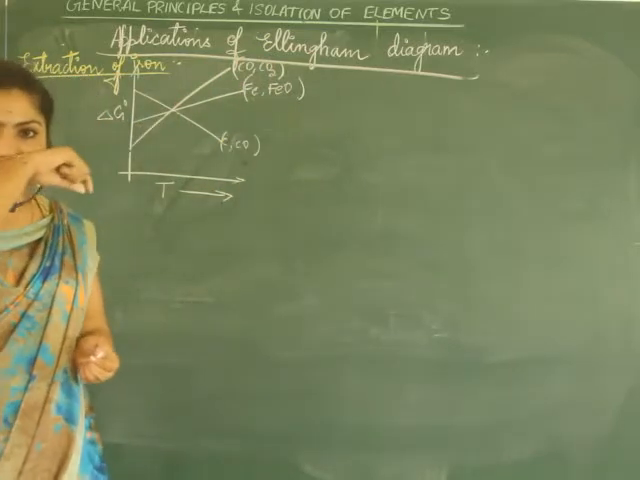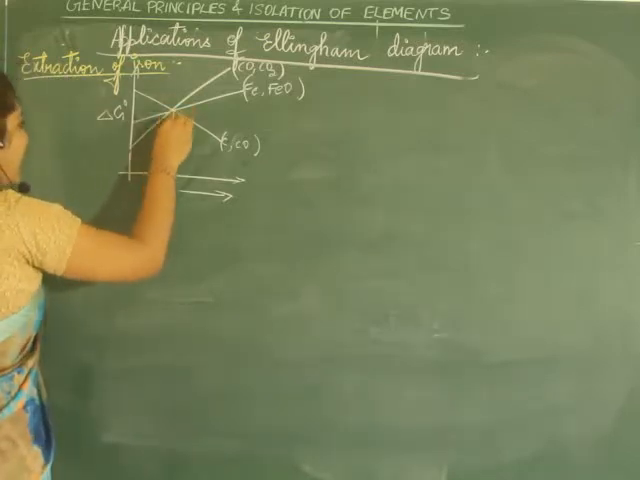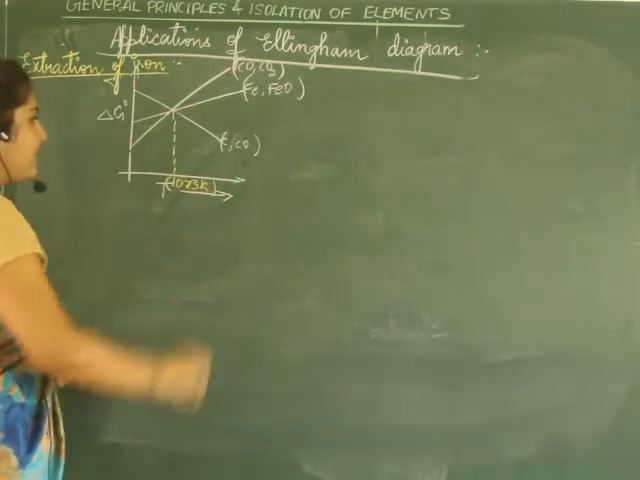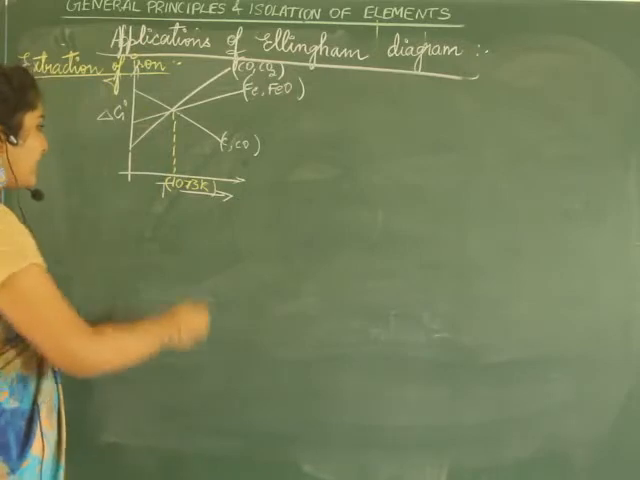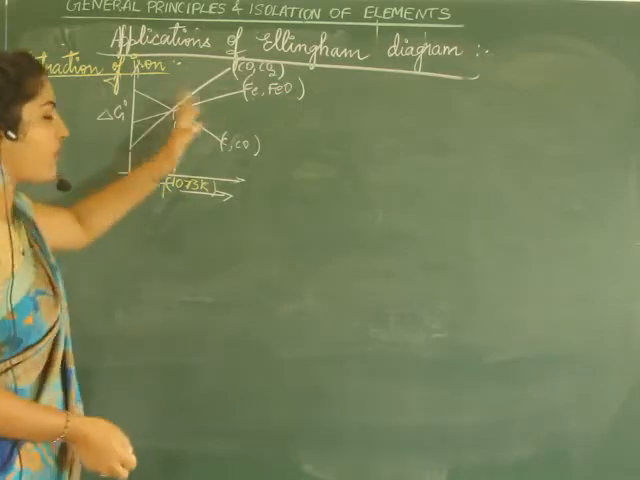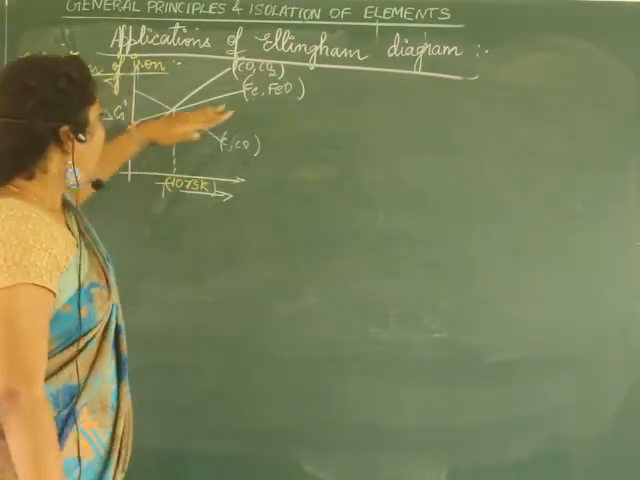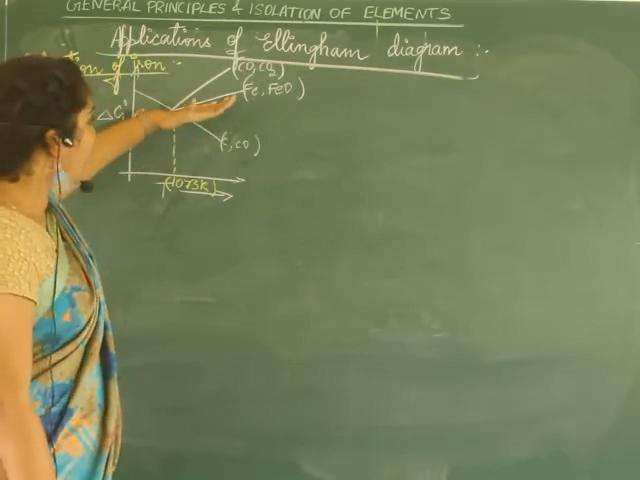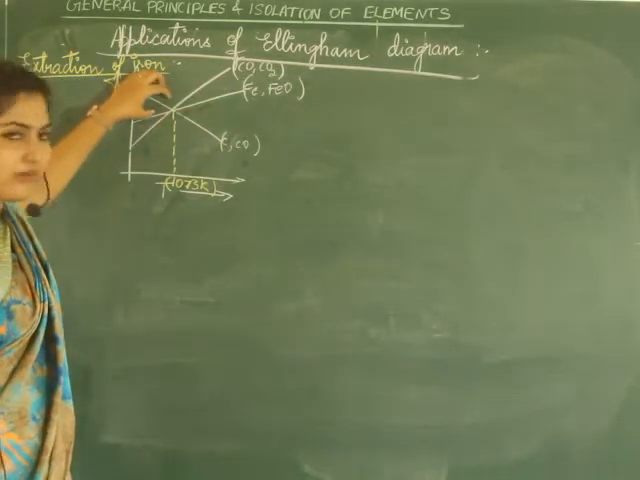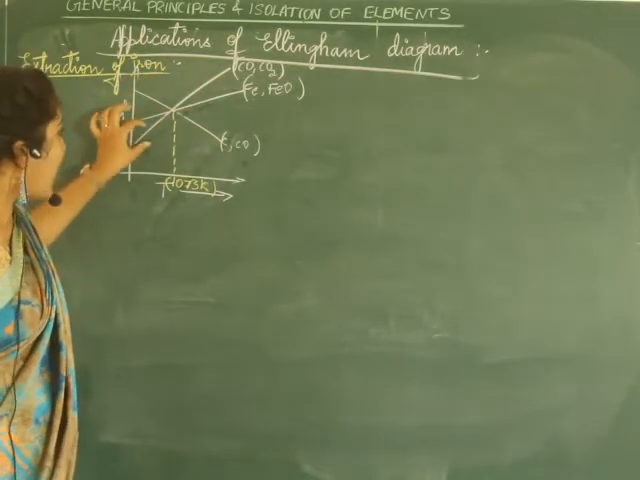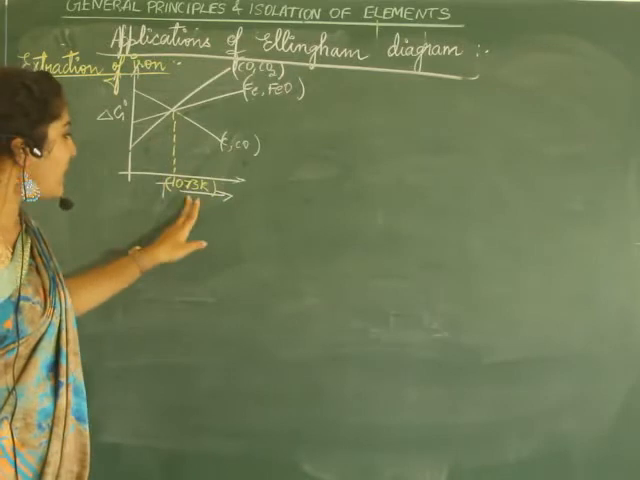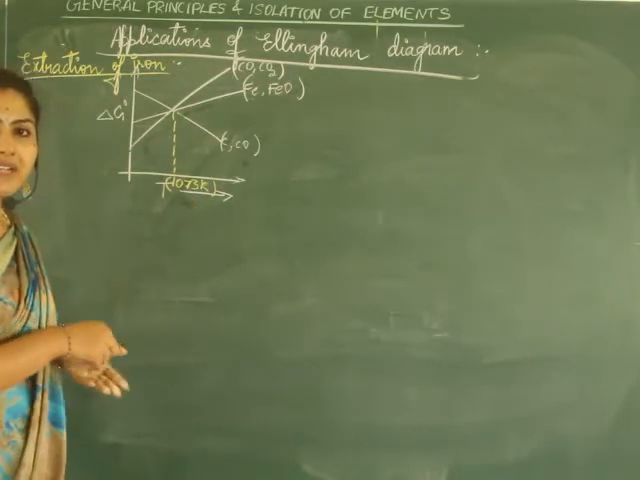What do you get to know from this? Here, say the temperature is around 1073 Kelvin. Below 1073 Kelvin, now we want to reduce iron oxide. Iron is this line. Which line lies below it? It is carbon monoxide. But carbon is above, so we can't use that as a reducing agent. But the carbon monoxide line is lying below. So carbon monoxide can be the best reducing agent below 1073 Kelvin.